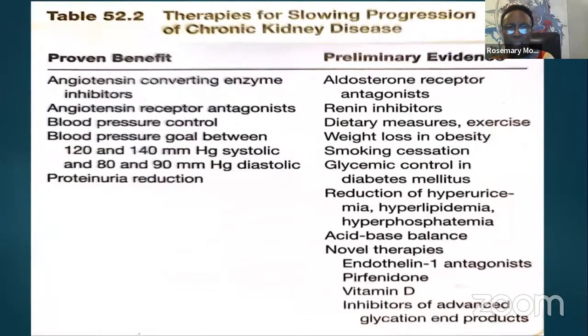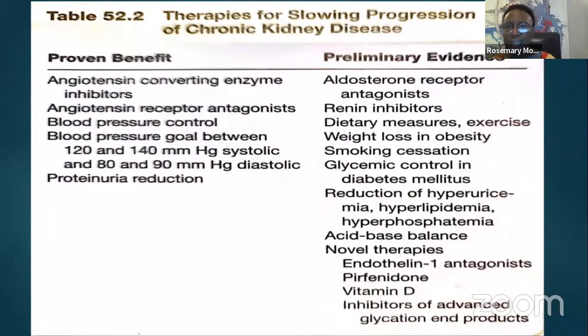These are the therapies which can be used for intervention. You look at there's proven benefit and there's preliminary evidence. Proven benefit is your ACE inhibitors. You've got your ARBs, angiotensin receptor antagonists, and mainly your blood pressure needs to be controlled. The goal is between 120 and 140 millimeters of mercury for the systolic BP, and 80 and 90 for the diastolic BP, and also proteinuria reduction, which will be accomplished by the use of your ACE inhibitors.